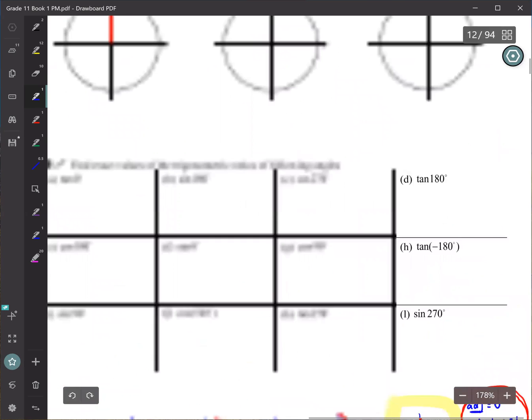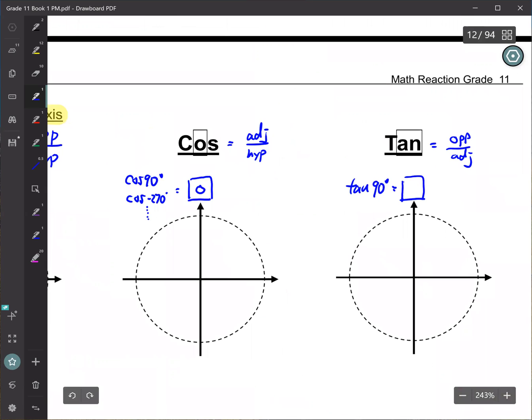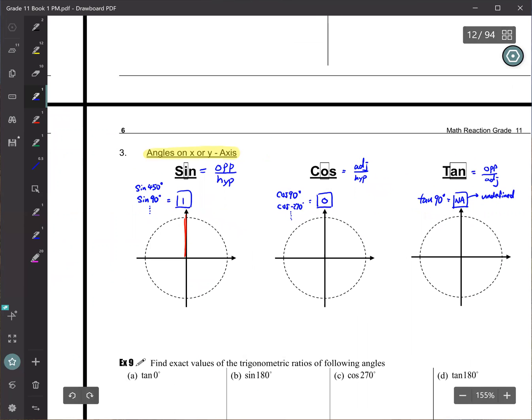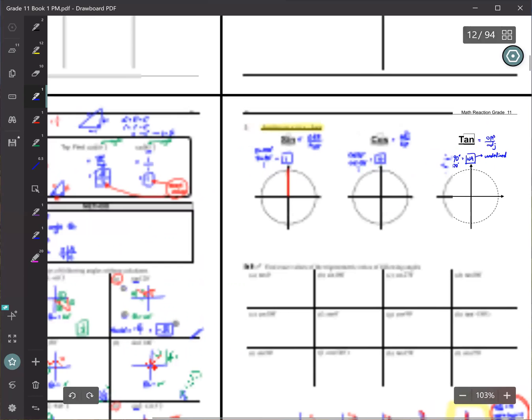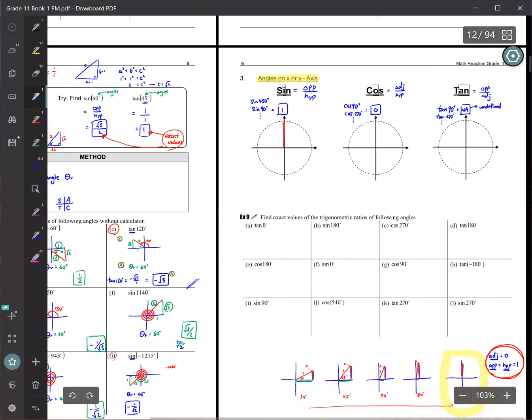So for tangent at 90 degrees, this one is not applicable, or you can say it's undefined. This means undefined. So either tangent of 90 or tangent of negative 270, and so on. Anytime the angle stops on the positive y-axis, you get undefined. So with the same idea, we can also figure out the rest of the spots.